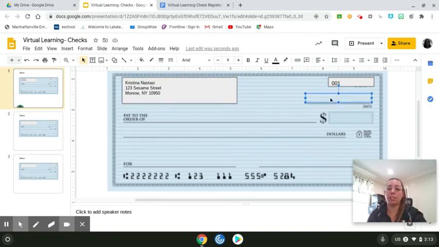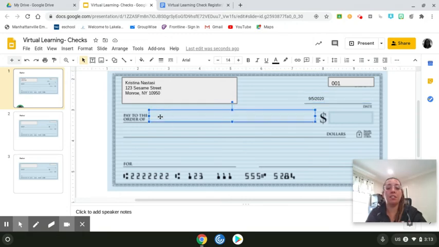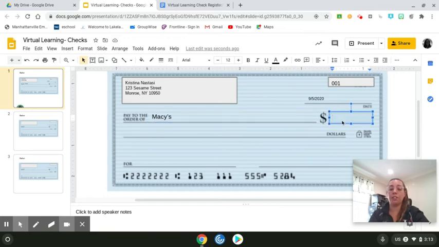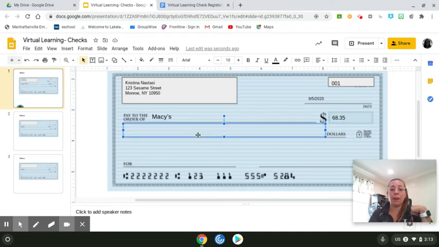Up next, we have the date. So this is happening on 9/5, and we're just going to assume it's 2020 or whatever the current year is. Pay to the order of, this is who we're paying. In this example, it's Macy's. Macy's is getting the money. You're next going to notice that there's a dollar symbol, and then there's the word dollars down here. So for the dollar symbol, we're going to do 68.35. So we're going to write our money in number form. And then down here, we write our money in word form.